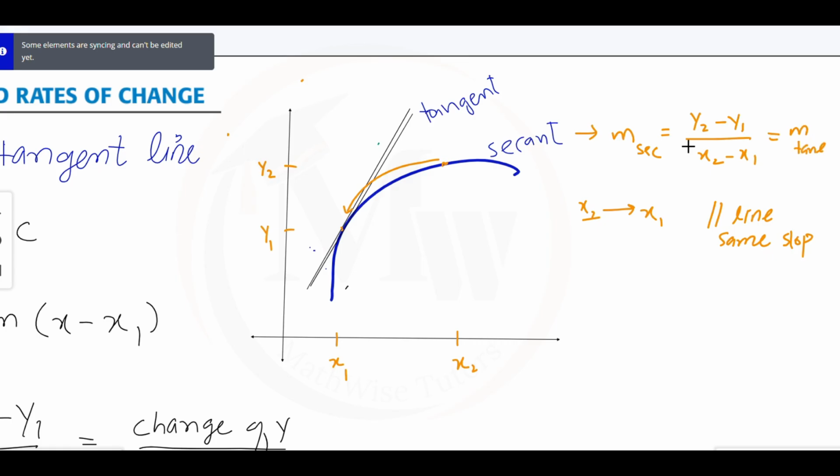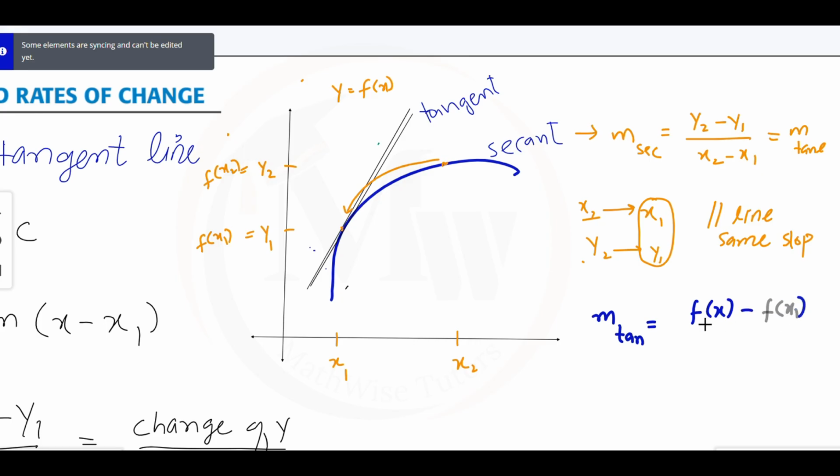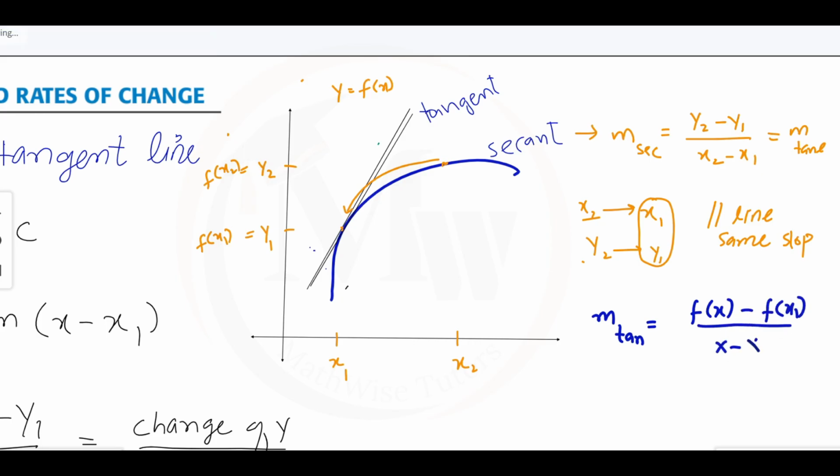But we can't use x2 and y2 now, because when they are on this point, x2 and y2 will be covered in x1 and y1 only. So it means x2 comes closer to x1 and y2 comes closer to y1 and they all merge. So now the slope of the tangent line will become, instead of y2 or f of x2, I simply say f of x minus f of x1 divided by x minus x1.